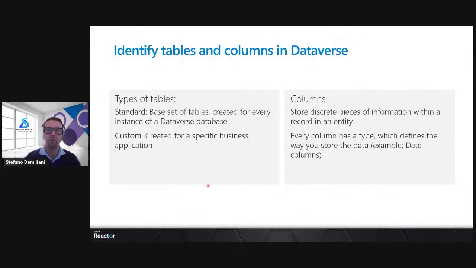But you can also create your custom tables. Custom tables are entities created for handling specific business needs. Your customer for sure will have specific needs, so you need to create specific entities on Dataverse with relationships and so on. Each table is composed of columns. Columns contain data, and columns have a type. The type defines the way you store the data. For example, numerical data, text data, or a date are different types of data that you can use when creating applications on Dataverse.